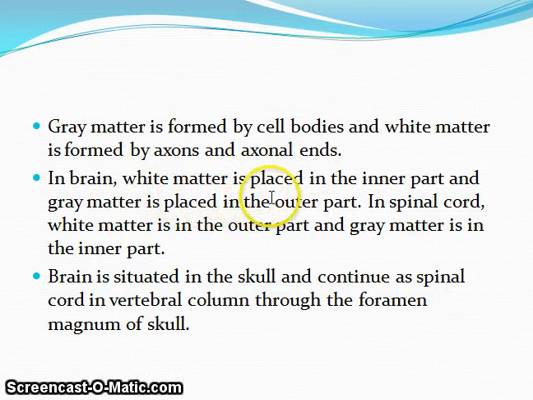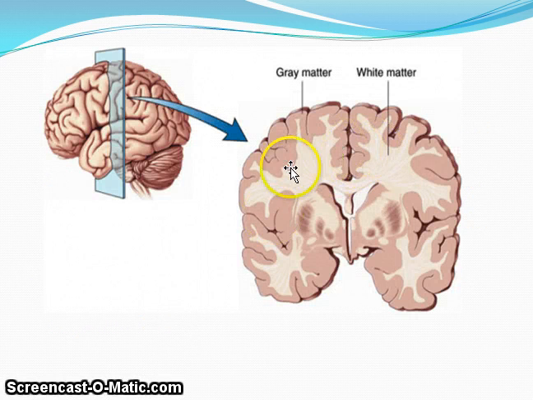In brain, white matter is placed in the inner part and gray matter is placed in the outer part. In spinal cord, white matter is in the outer part and gray matter is in the inner part. Brain is situated in the skull and continues as spinal cord in vertebral column through the foramen magnum of skull. It is the largest foramen of the skull, through which it will continue as the spinal cord. See, this is white matter and this is gray matter. We all know now what is gray matter and what is white matter.